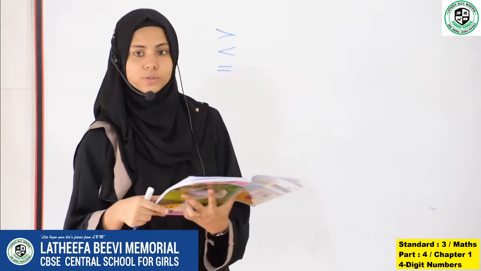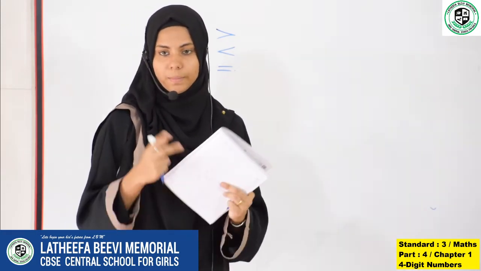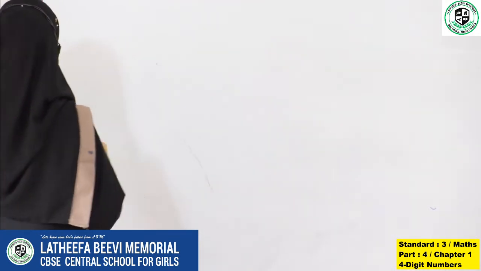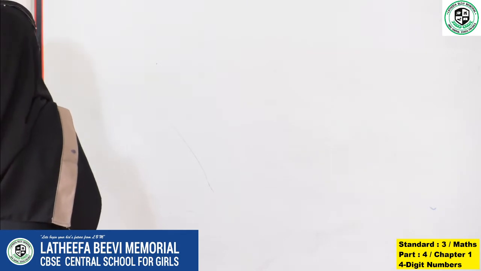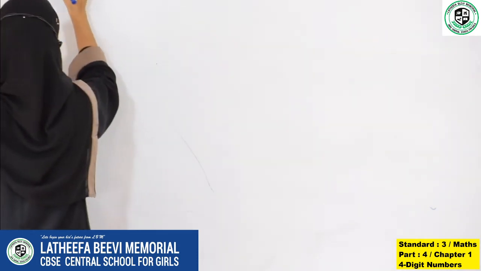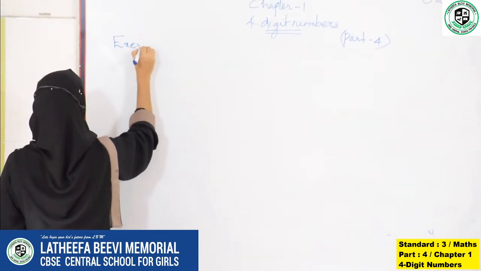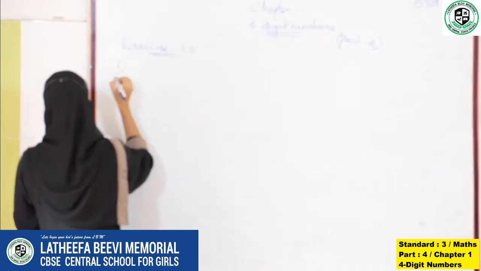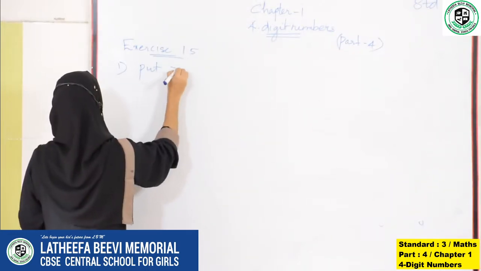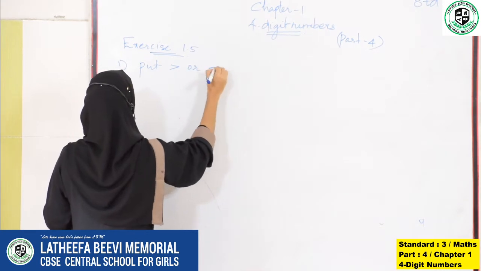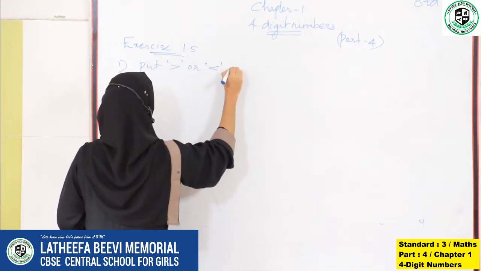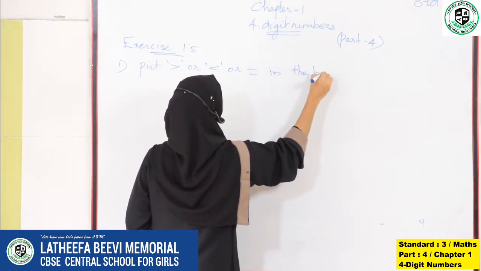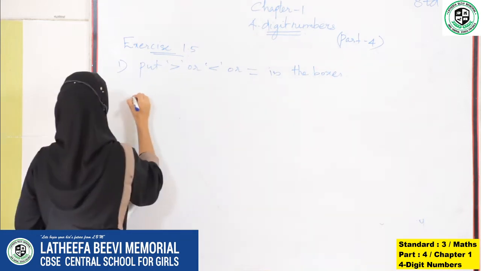Then we are moving to do the exercises about comparison of numbers. Exercise 1.5 in your textbook. Question number 1. Put greater than, less than, or equal to in the boxes. Question number A.